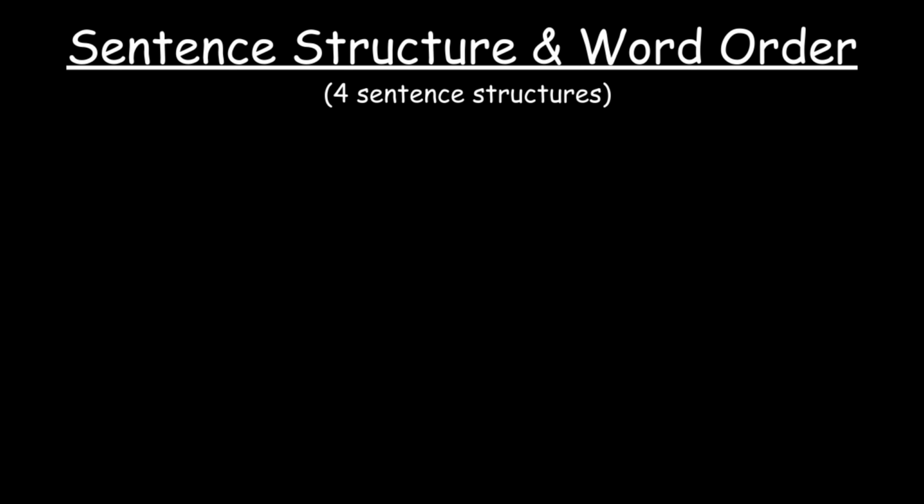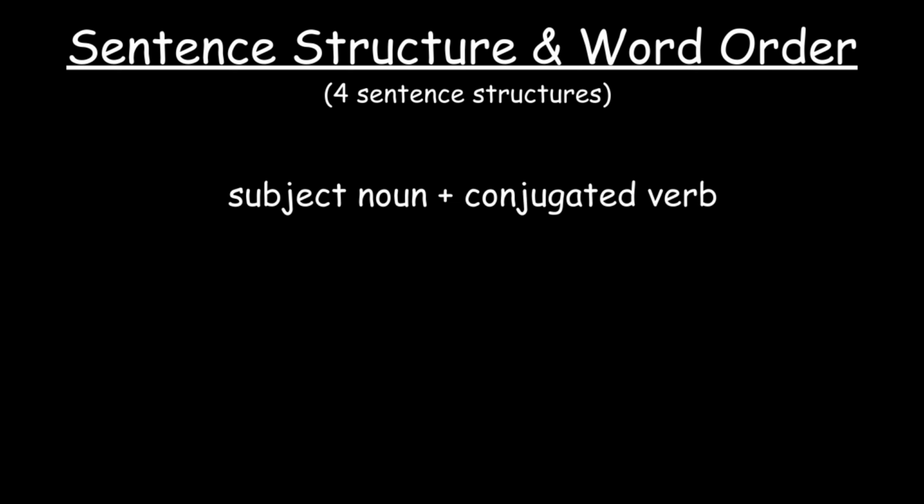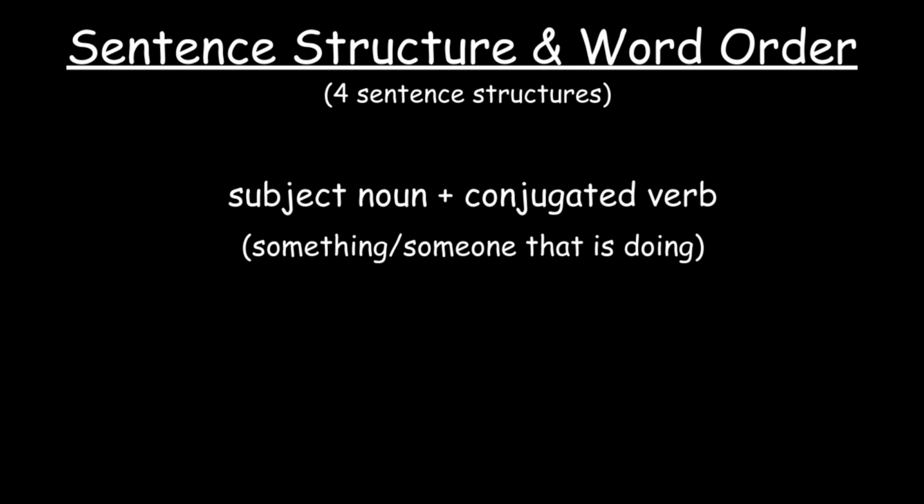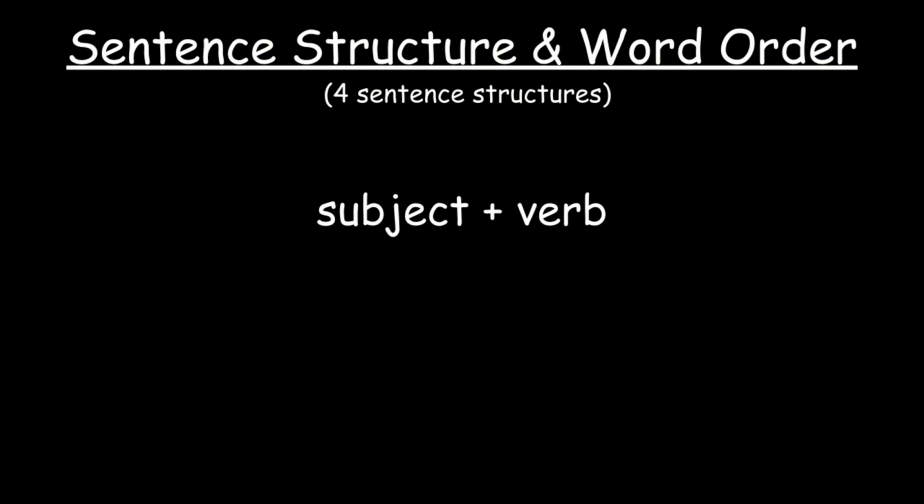In German, there are 4 sentence structures and word orders. Understanding why German sentence structures behave as such will help understand why German has many structures in the first place. A complete sentence is made out of a subject noun and a conjugated verb, so it's something or someone that is doing. These sentences are as standard as they get, and they follow the subject plus verb word order.